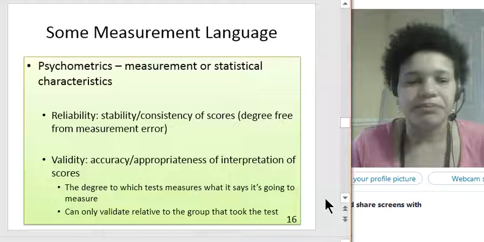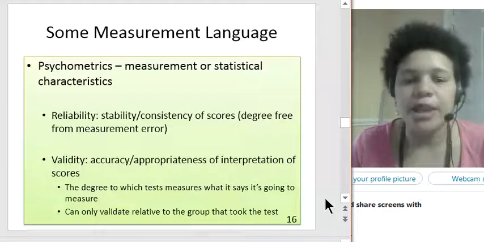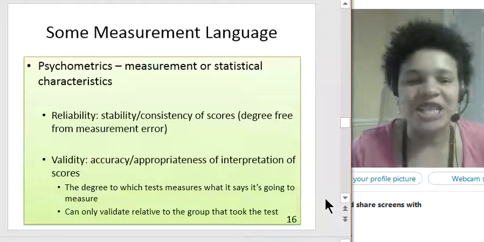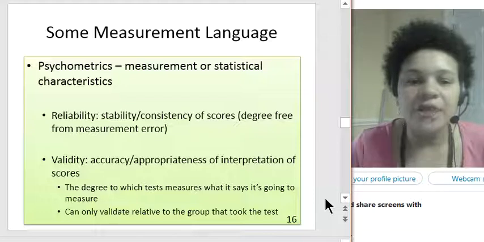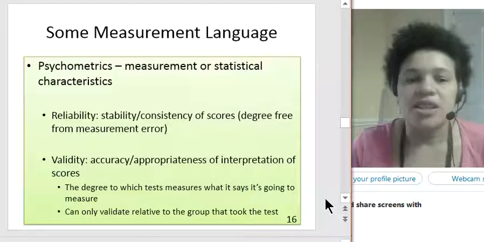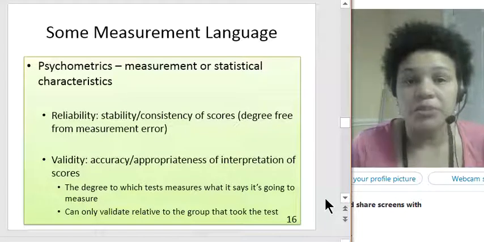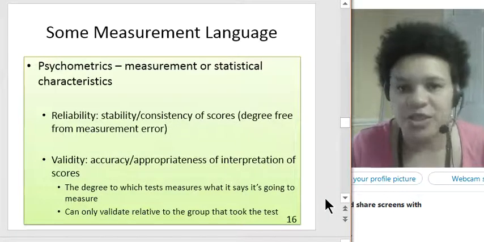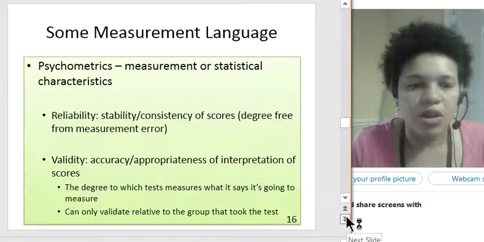Okay. The validity, on the other hand, is the accuracy or appropriateness of interpretation of the scores. Does the test measure what it says it's going to measure? Okay. And we can only validate relative to the group that took the test. So, does the test measure what it says it's going to measure for the third grade students, for example? Okay.